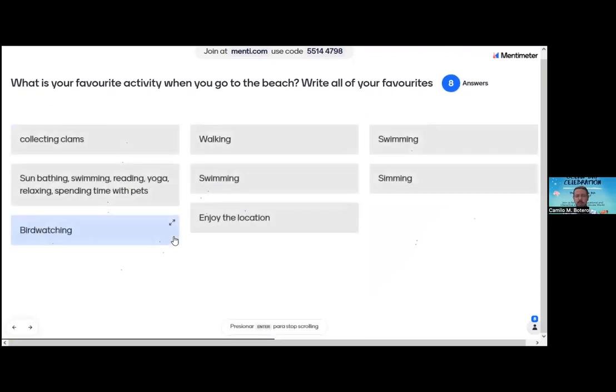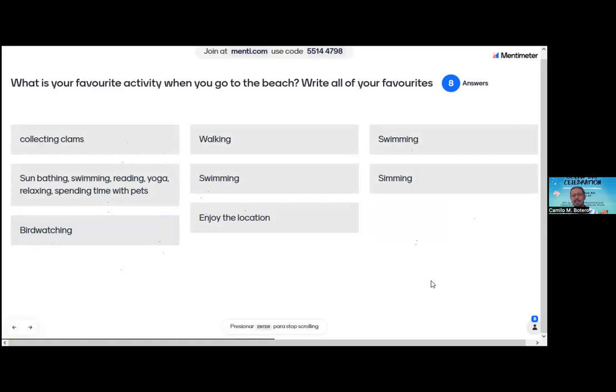Which are your answers? Swimming, walking, enjoying the location, sunbathing, swimming, reading, yoga, relaxing, spending time with pets, great. Bird watching, collecting clams. Wow, first swimming, even if here in Nova Scotia we have quite cold water, except on the Northumberland shore, I think swimming is a very common activity. I really like this idea for reading, relaxing, and bird watching.